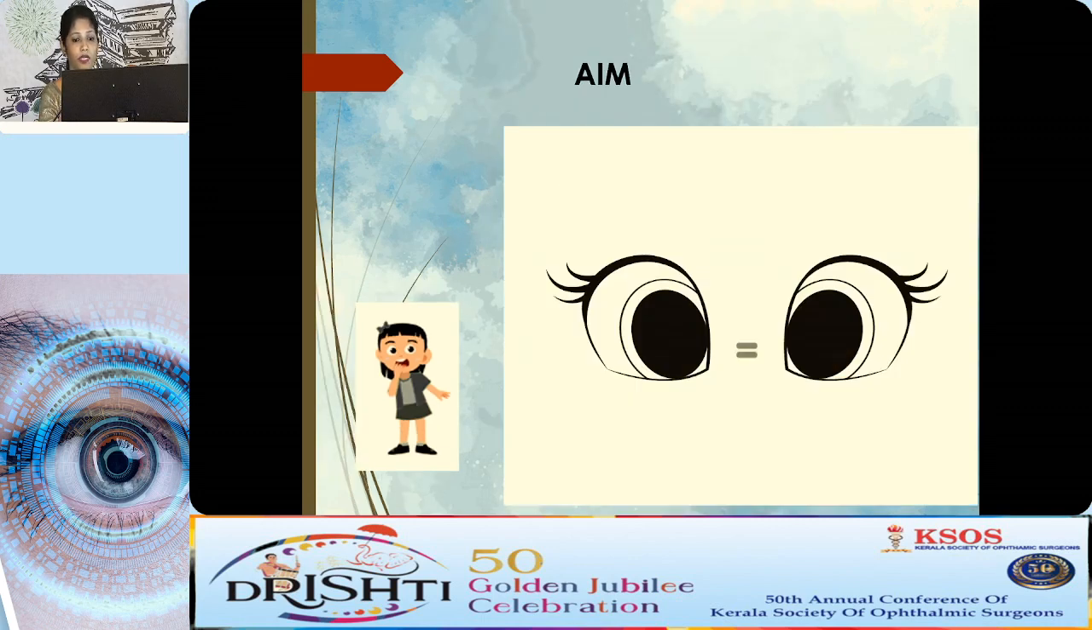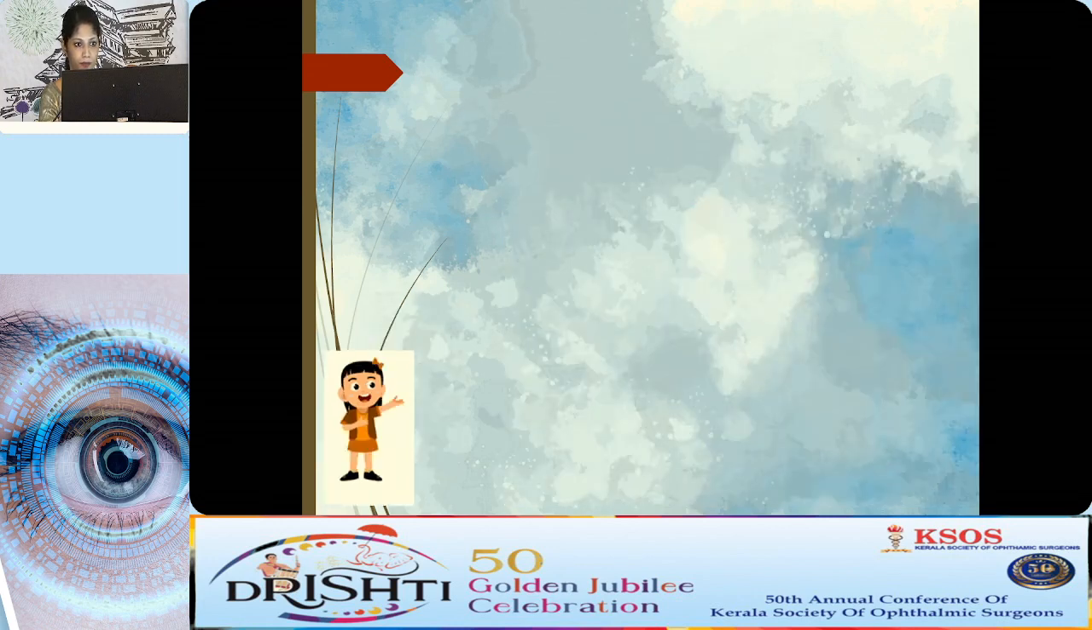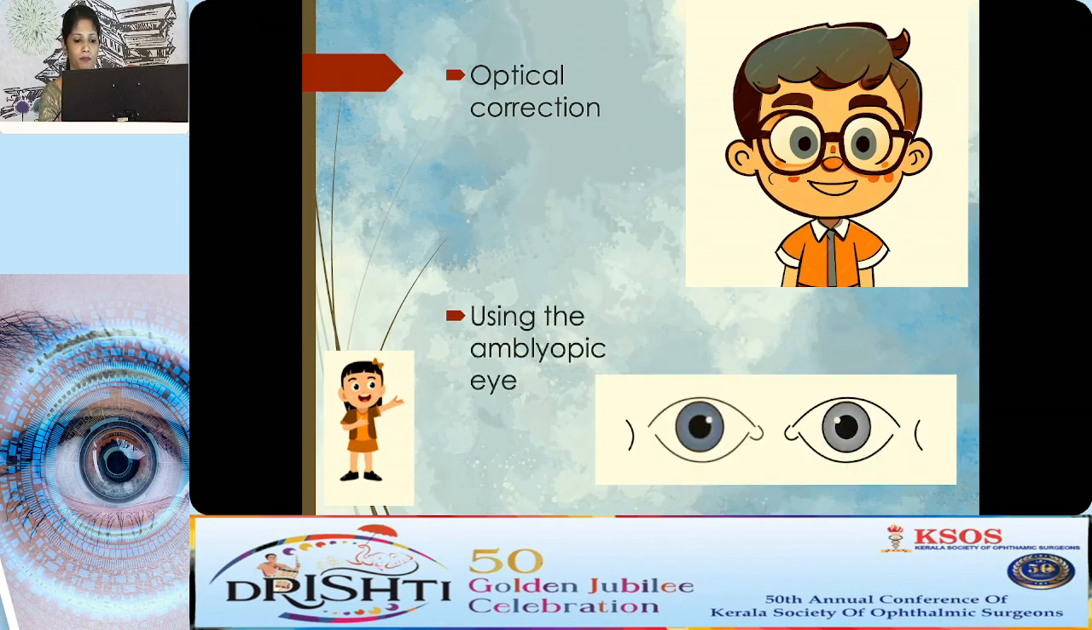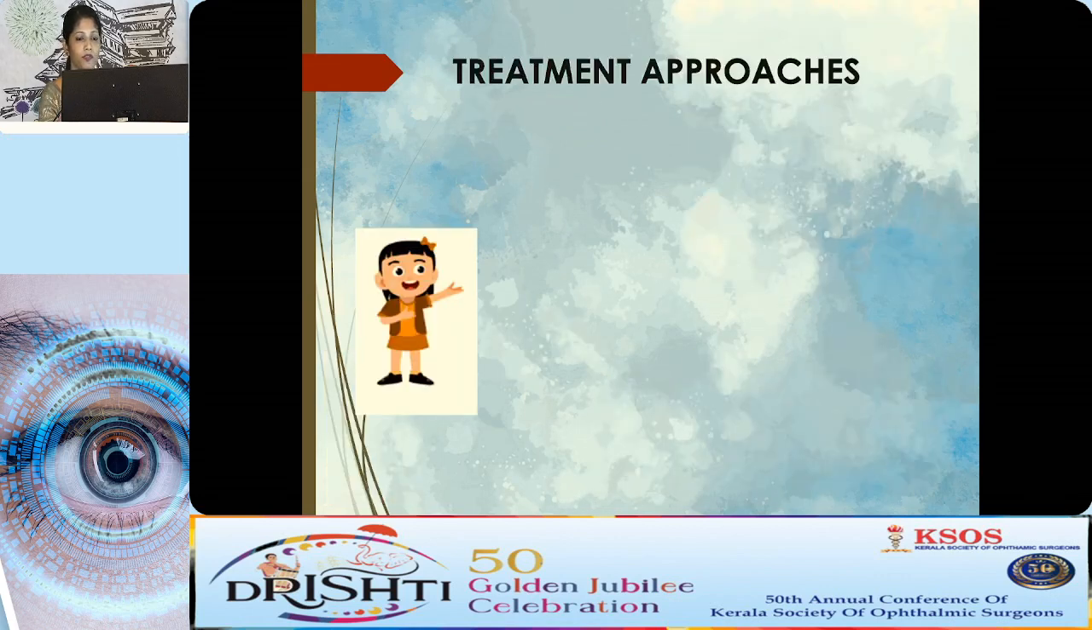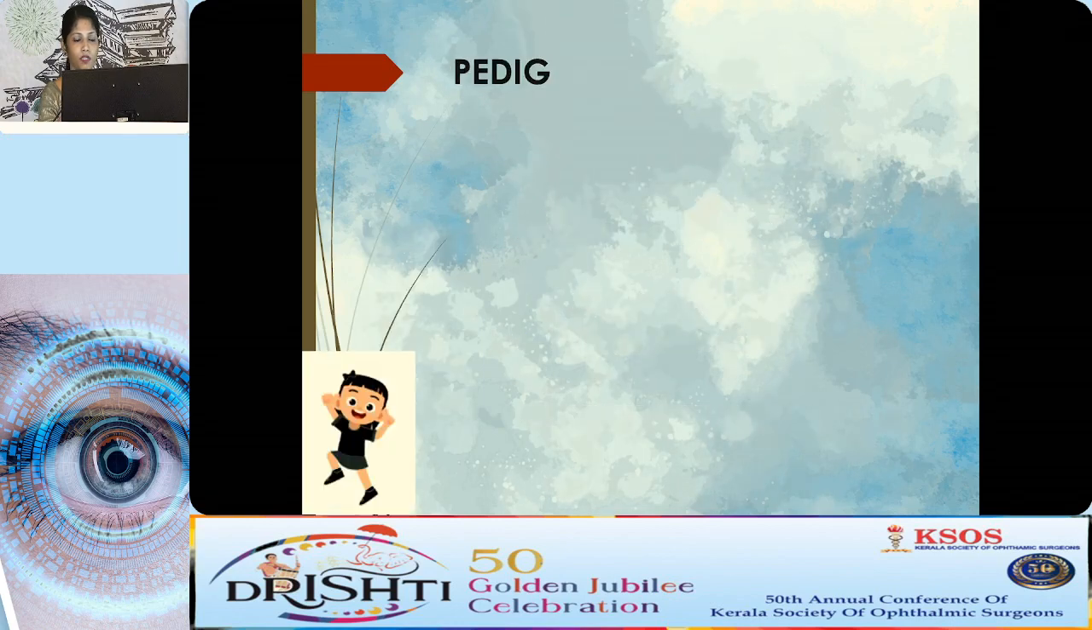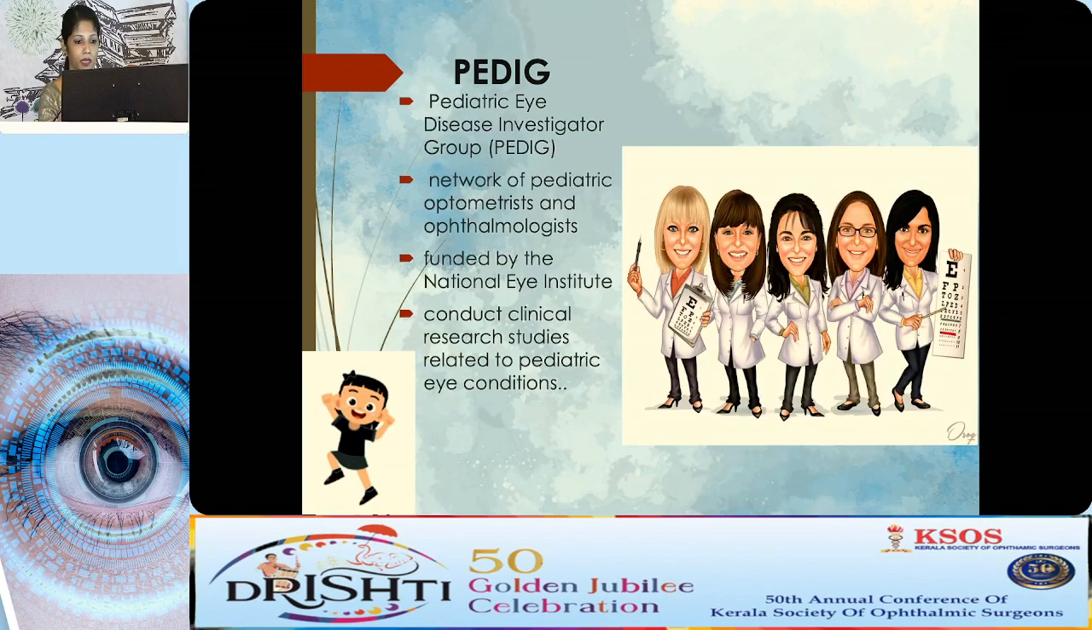The aim of our treatment is that both eye visions become equal, and the treatment is said to be successful when the difference between the two eyes is within one line. It is mainly based on, first step, the optical correction, and the next step is to make use of the amblyopic eye. These are the various options, and most of the treatment guidelines are based on the PEDIG group study.